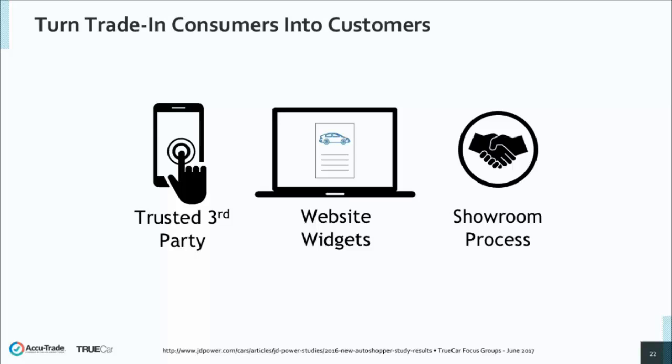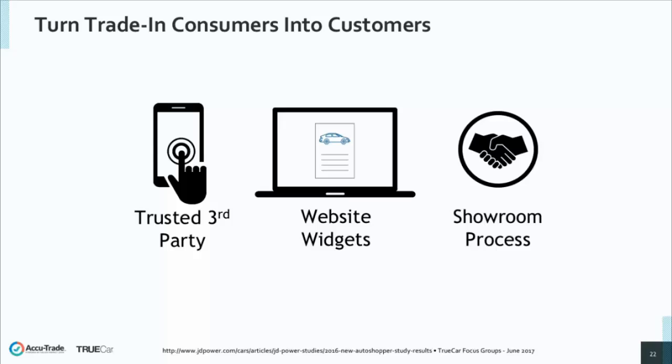And it requires a lot of training to actually shift the mindset that the BDC can do more than just sell cars. Or your salespeople can do more than just sell cars. And again, handle these with care. These people want to start a little bit differently than the average consumer. And then we'll go into website widgets.